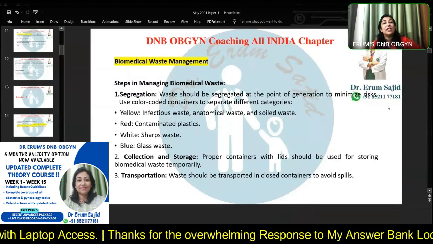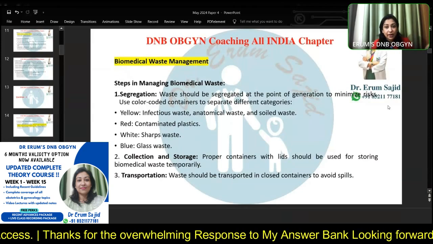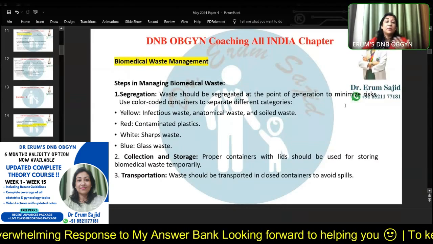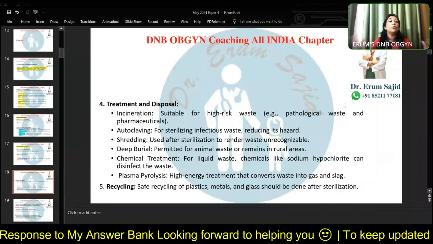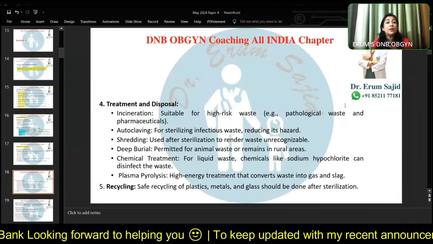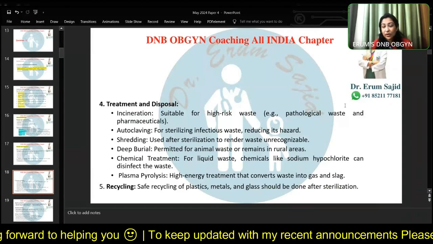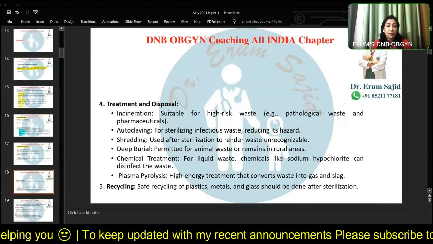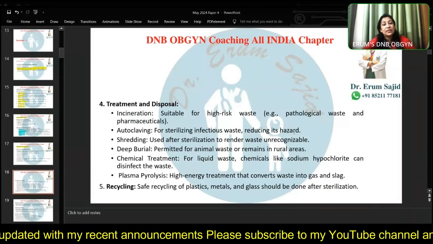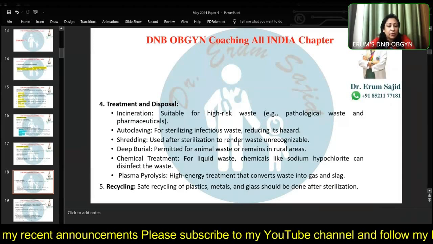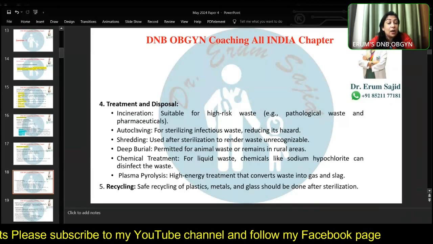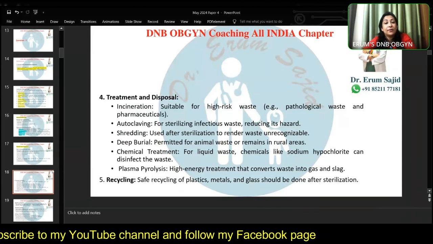But all the smaller setups, they usually send their waste for disposal, correct? So waste should be transported in closed containers, should avoid any spill if it is being transported, and then proper disposal. So incinerators, autoclaves, shredding, deep burial, chemical treatment. I'm sure you've read everything when you were doing your PSM. It's the same thing. And there are certain things which can be recycled. So there are safe recycling options available now, and they should be recycled. Otherwise, we'll be introducing excessive garbage and very, very bad, hazardous garbage for the planet.